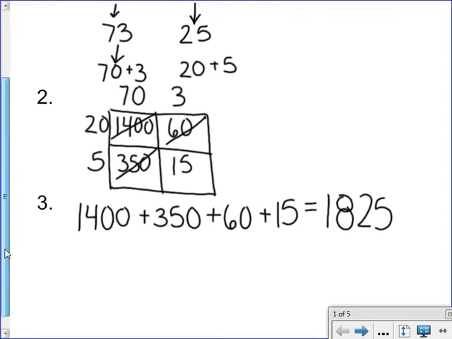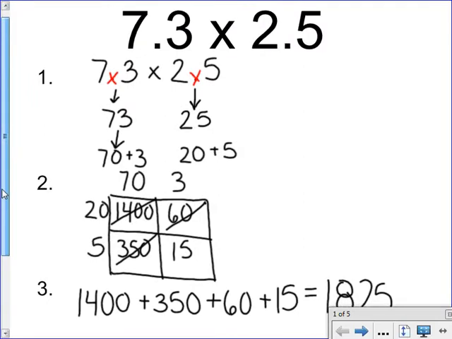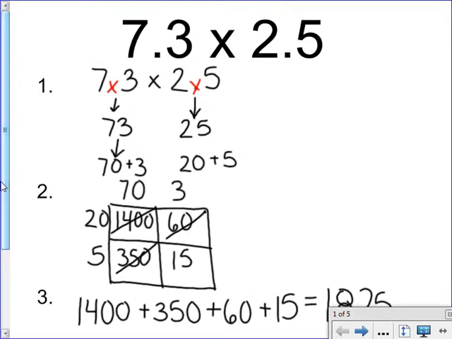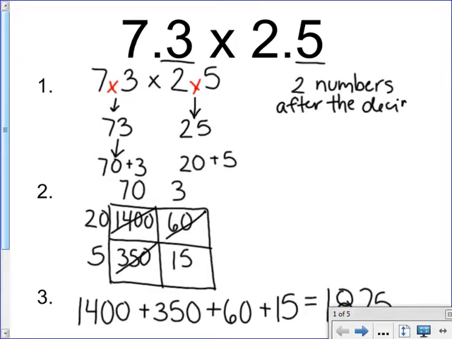But in our original problem, we had decimal places that we ignored, so now we need to put those back in. You need to count how many decimal places you have, and so for each of these we have one number that comes after the decimal place, which gives us two total numbers that come after the decimal place in our original problem. This will help us know how many times we need to move to the left from our imaginary decimal that always comes at the end of a whole number.